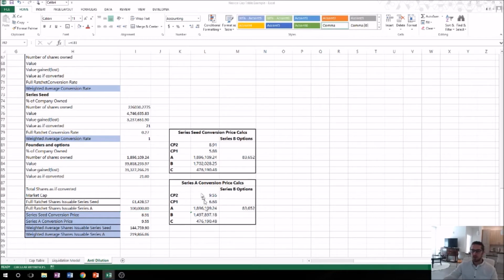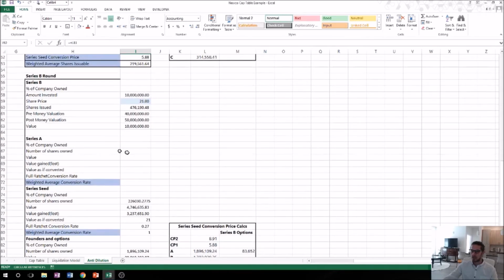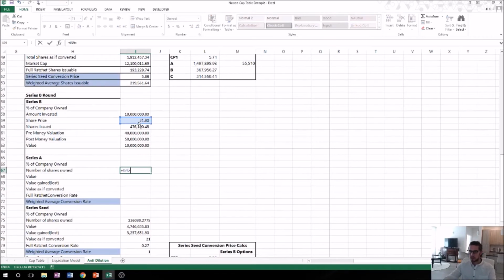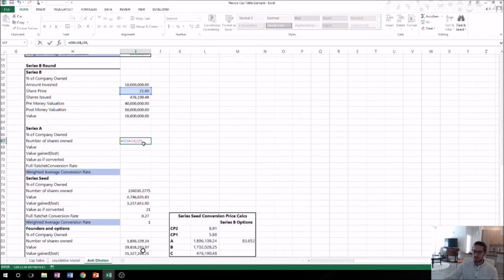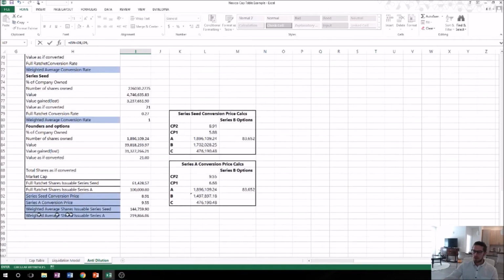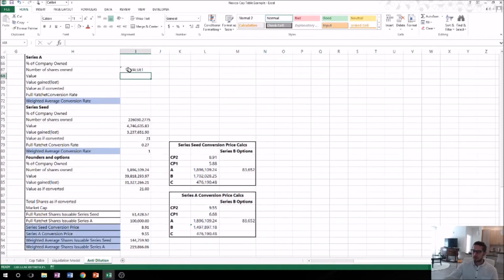Okay, so after that, we're going to go up to the Series A portion and do number of shares owned. So number of shares owned is an if statement. We're going to say if this price is greater than this price, then give us these shares. If not, give us the weighted average shares issuable for Series A. Oops, looks like I forgot my if statement.